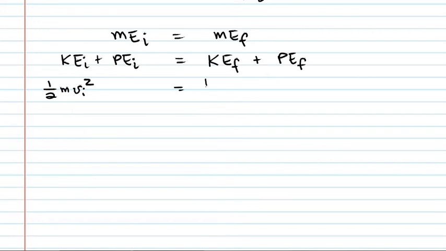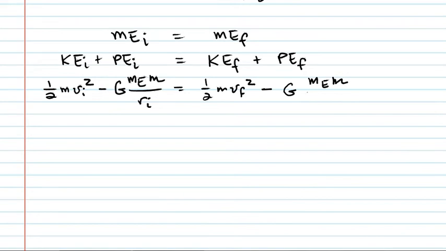On the other side, 1/2 m v final squared. But then the gravitational potential energy, because it has that negative sign, we can put that in as a subtraction. And we have the G, the mass of the Earth, the mass of the object divided by the r initial. And on the other side, the big G, the mass of the Earth, the mass of the object, and divided by the r final. So it's the repeating concept, conservation of energy.